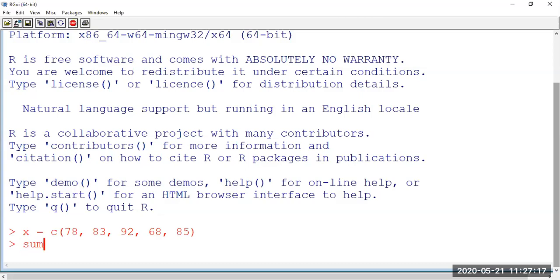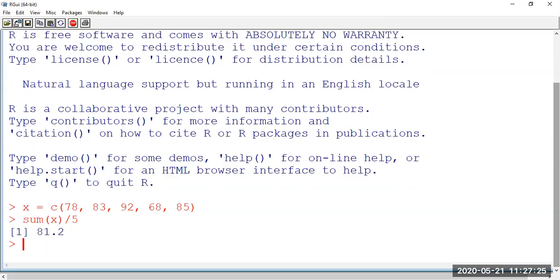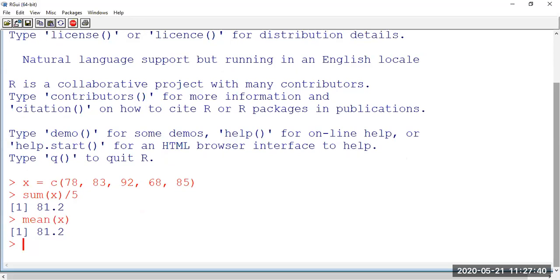Then the mean is going to be computed by adding all the values, sum of x, and we're going to divide by 5. So you're going to see that the mean is 81.2. You can also use a command that is in R. The command is mean, and you just type x, and you're going to get the same result.